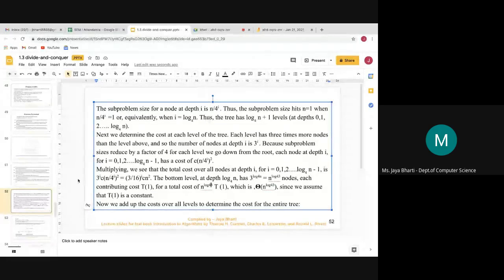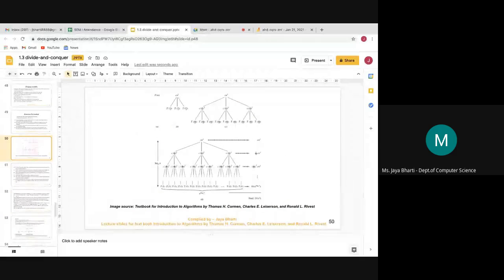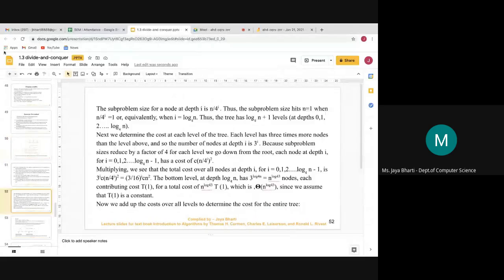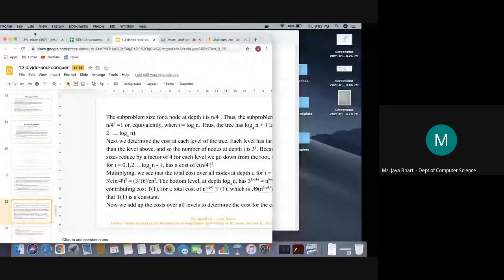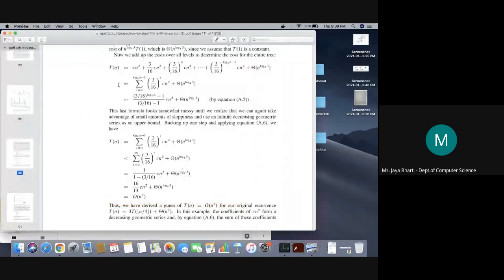So now we will add up the cost over all levels to determine the cost of the entire tree. We add the cost of all the levels to determine the total cost of the whole recursion tree. In that way, you can see T of n is equal to this, the cost of the first level, this the cost of the second level, this the cost of the third level.